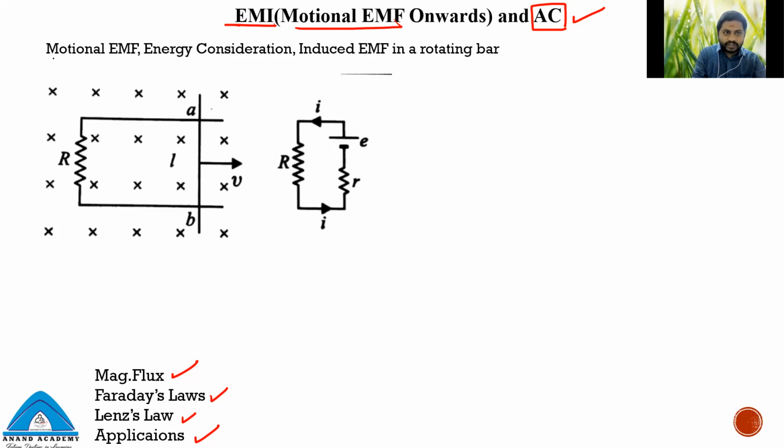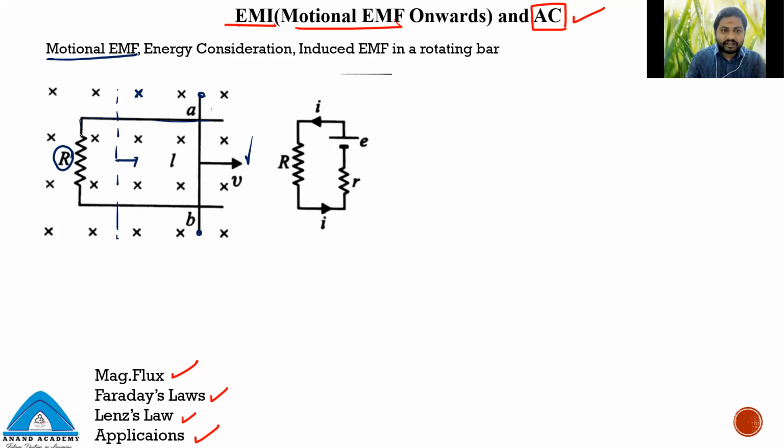Now the topic is motional EMF. And what is this motional EMF, students? Look here. The magnetic field lines are moving into the plane and there is a rectangular frame kept here, which will have a resistance R. And there is a rod of length L moving with a velocity V here. Initially, imagine the rod is at this point, and it is moving like this.